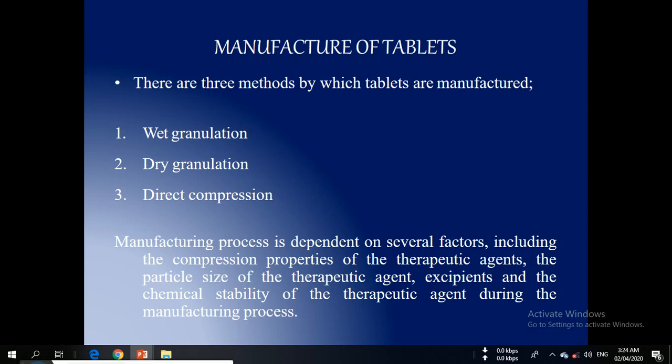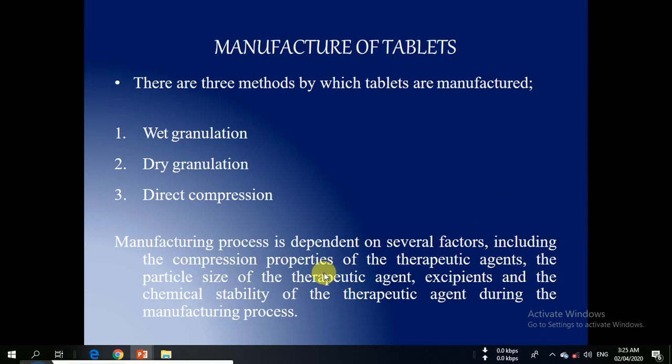Now the steps which are used in the manufacturing process of the tablet. There are three methods by which the tablet can be manufactured. The first one is wet granulation, the second one is dry granulation, and the third is dry compression. The manufacturing process is dependent on several factors, including the compression properties of the therapeutic agent, the particle size of the therapeutic agent as well as the excipients, and the chemical stability of the therapeutic agent during the manufacturing process. These factors are very important during manufacturing, so you should take much care about them.